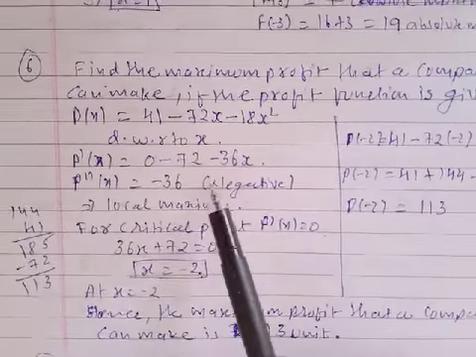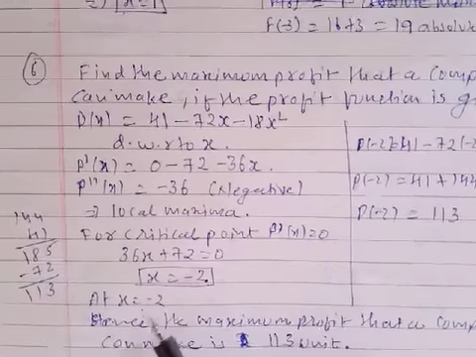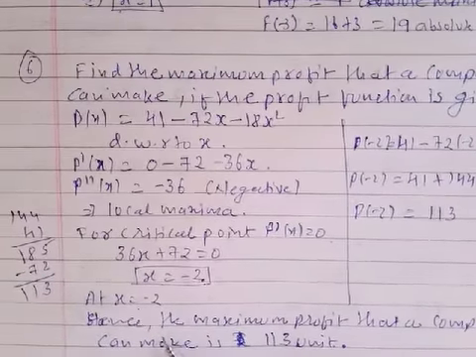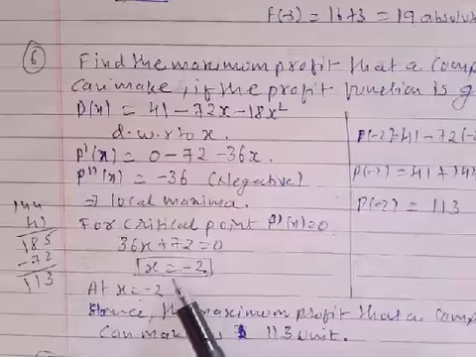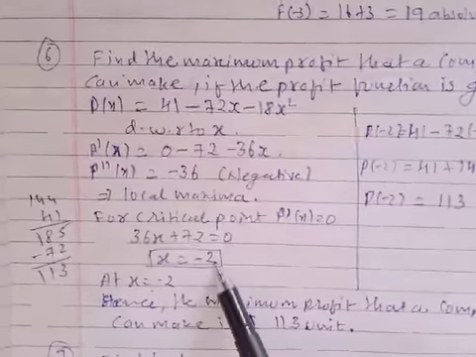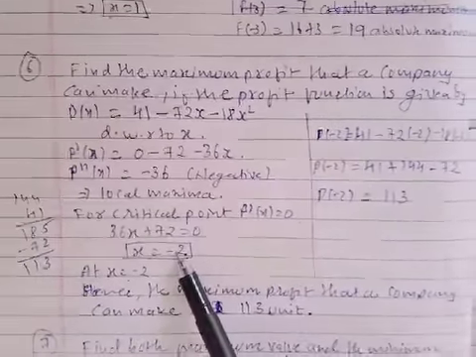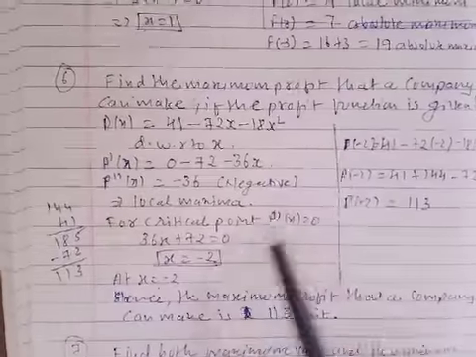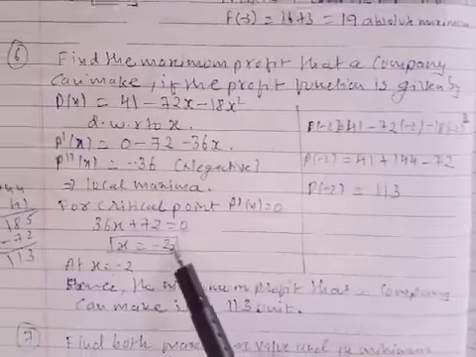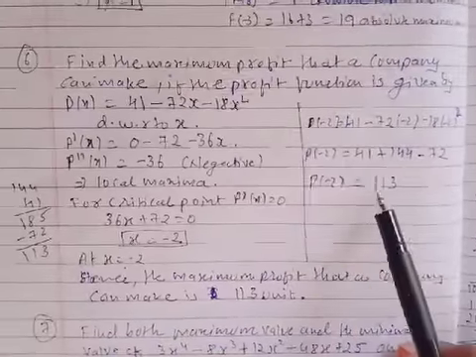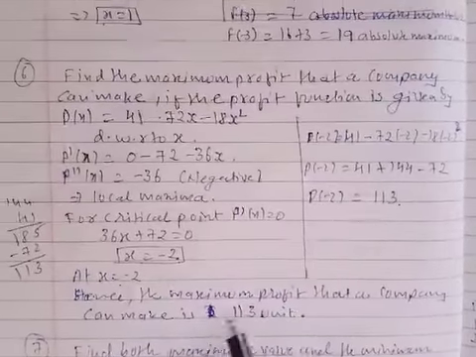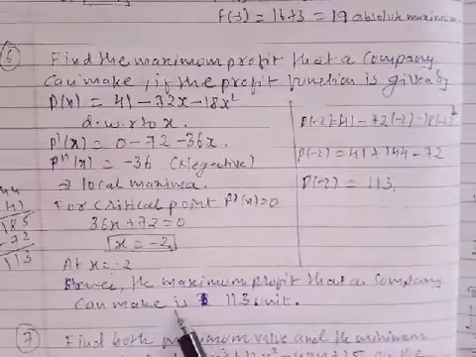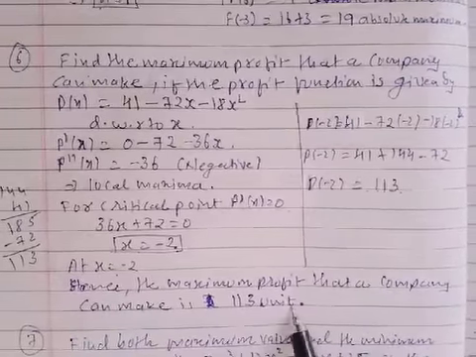The end point, what is that? It is minus 2. At minus 2 we have only one critical point. No interval is given, so we have to check at minus 2. Hence the value at minus 2 is 113. Hence the maximum profit that the company can make is 113 units.